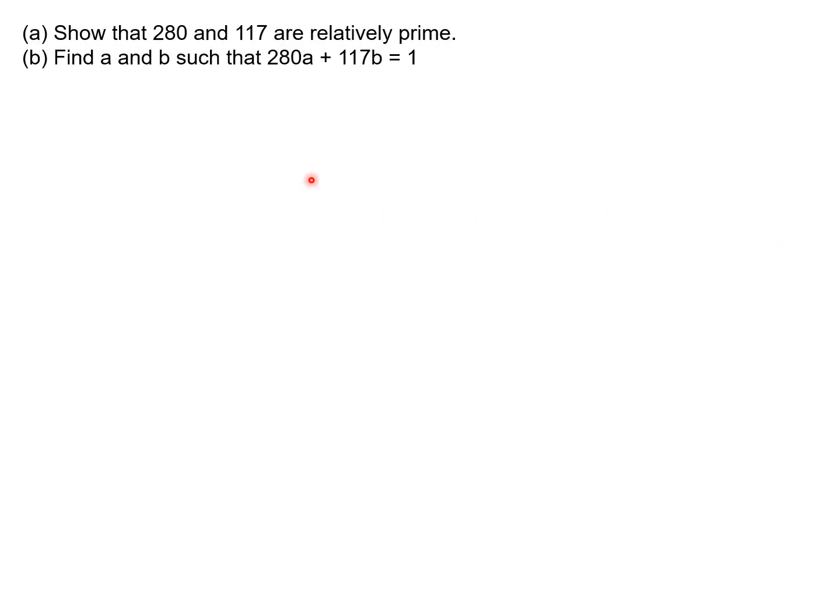For this next example, we are required to show that 280 and 117 are relatively prime. For part B, we need to apply the Euclidean algorithm to determine the values of A and B given that 280A plus 117B equals 1. For part A, we need to show whether 280 and 117 are relatively prime. For that, we can look for the greatest common divisor.